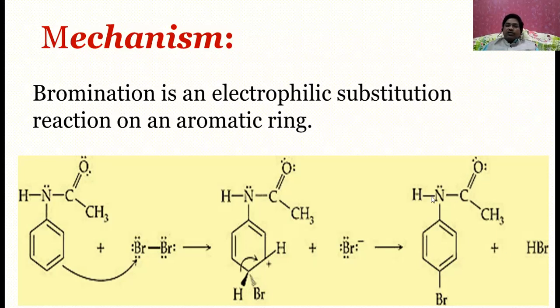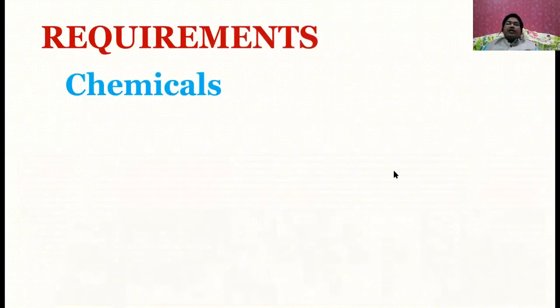Now this is going to be the para-bromoacetanilide. Here the bromine-bromine bond fission takes place heterolytically. One will give the Br plus, another will give the Br minus. Let us see what are the chemicals required for this preparation.